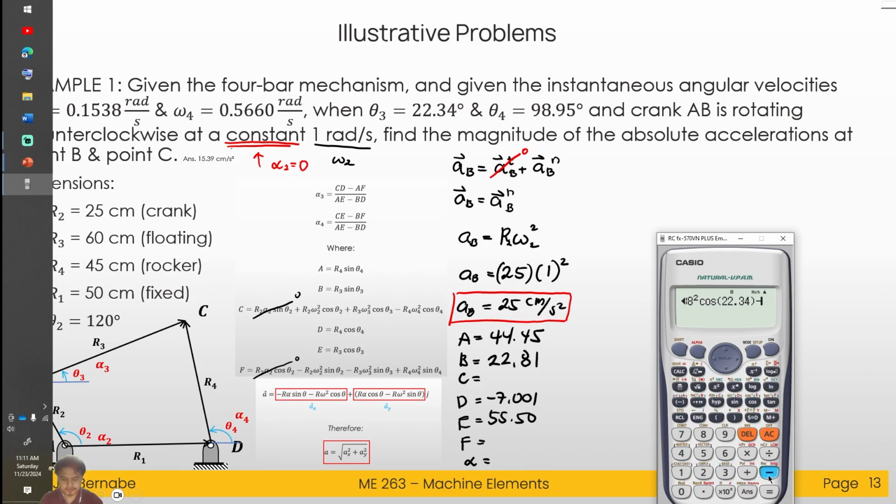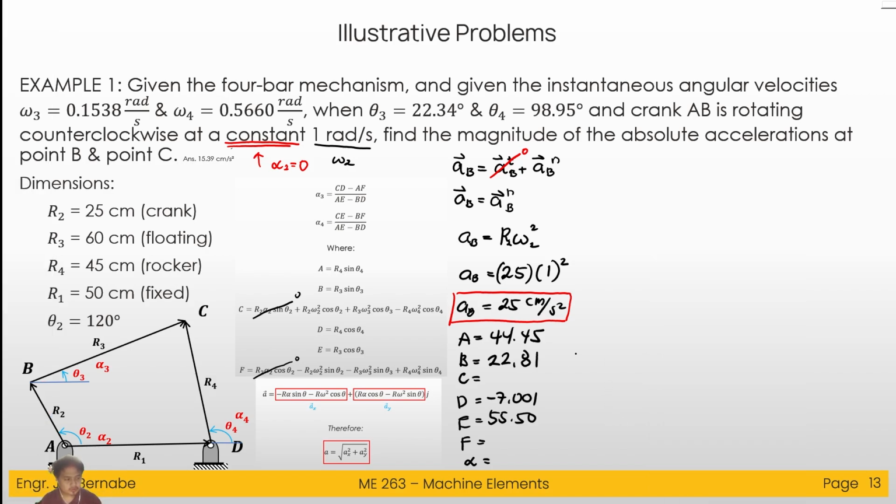And then minus R4, so 45 omega, so 0.566 squared. And then cosine theta 4, 98.95. So you have 8.945, no? So 8.945 or negative 8.945.